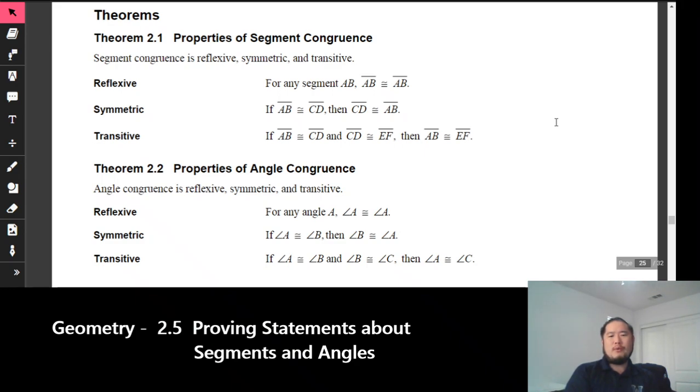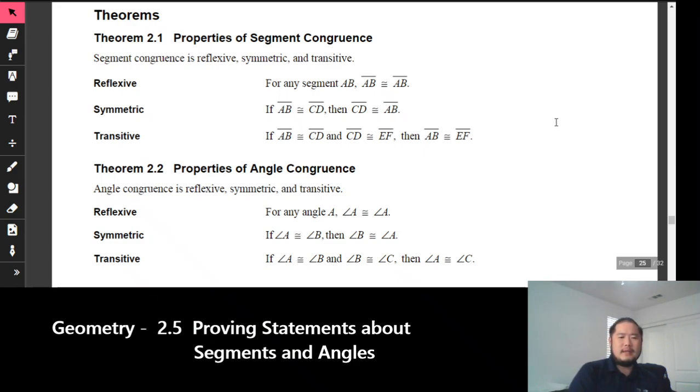So when you look at theorem 2.1 and 2.2, we have all those three properties used for either segments or angles. Remember, with the reflexive property, think of reflection as the same exact thing on the other side of the equal sign. So you see right there, segment AB is congruent to segment AB. The same thing we could say for angles. Angle A is equal to angle A, or congruent. Since we're specifically talking about congruence, we need to make sure we do use the congruent symbol. There are times where we'll go from congruence to equality, and then I'll show you what reasons we'll use for that.